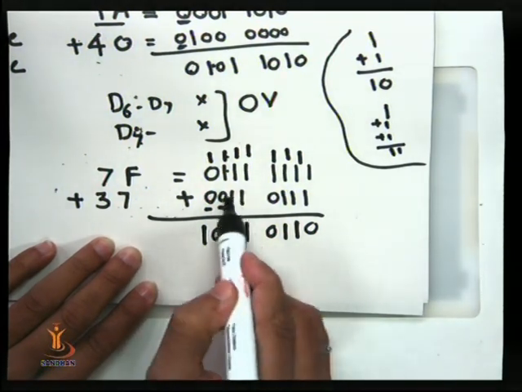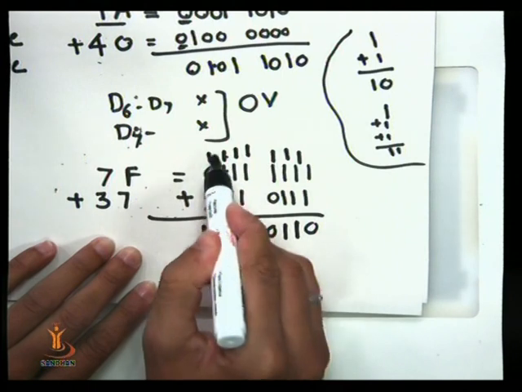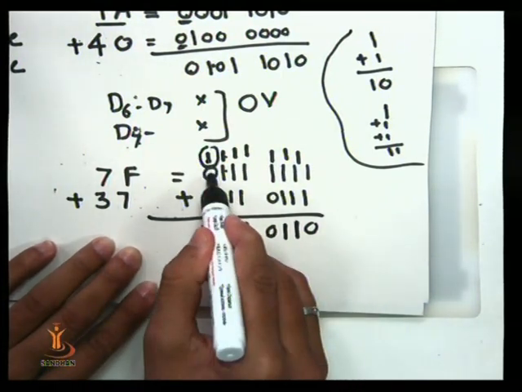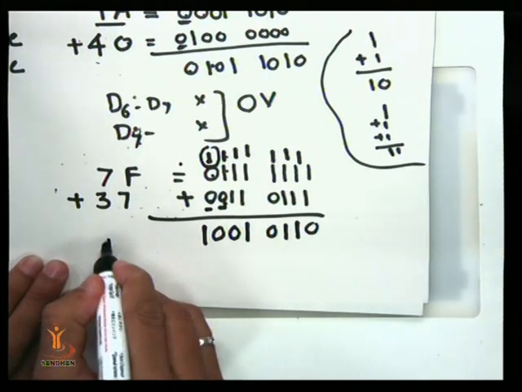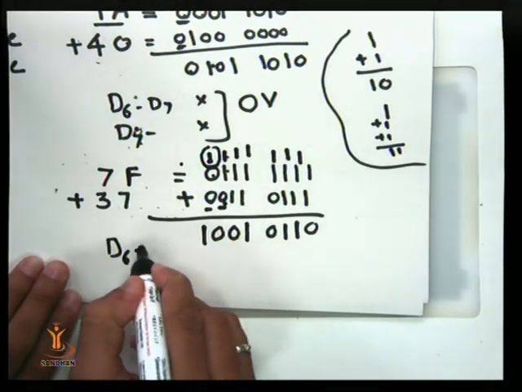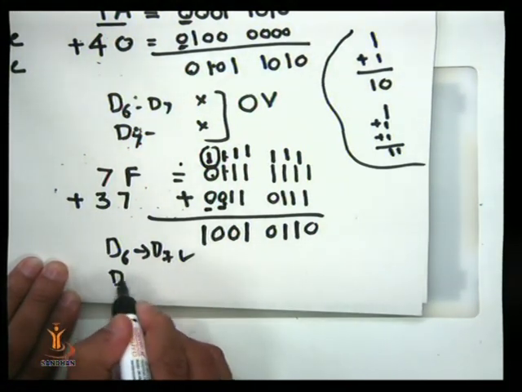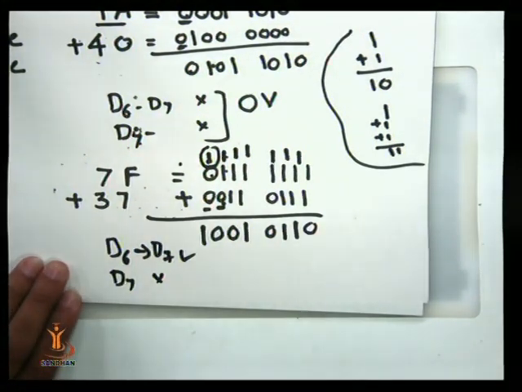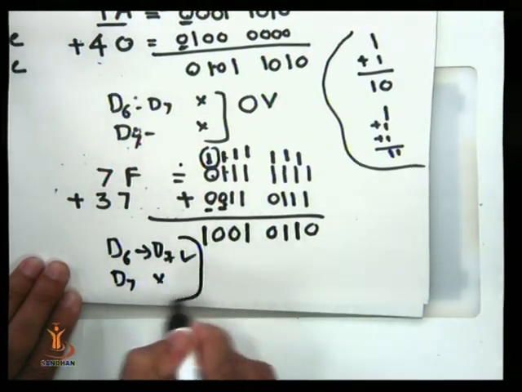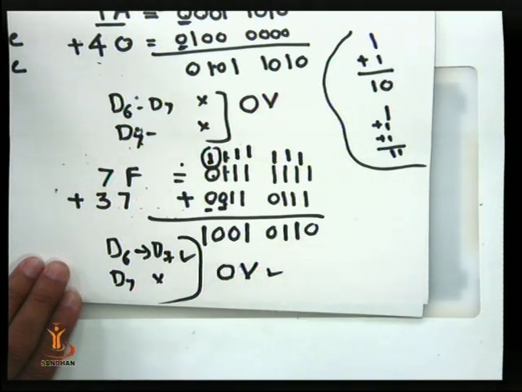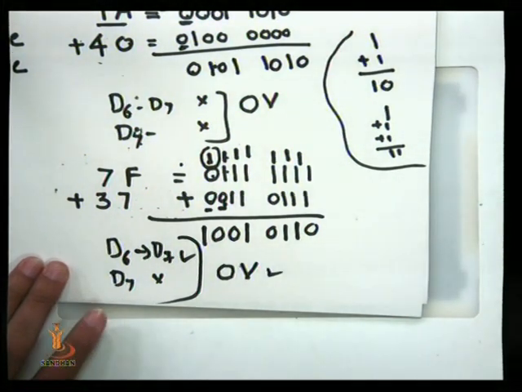So I am getting carry from D6 to D7, this one. I am getting carry from D6 to D7 but no carry from D7. I am writing in words: I am getting carry from D6 to D7 and no carry from D7. If this happens, you can say your result is not okay. Overflow is generated, or overflow is there.